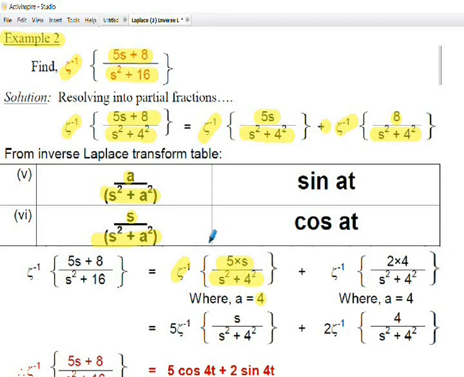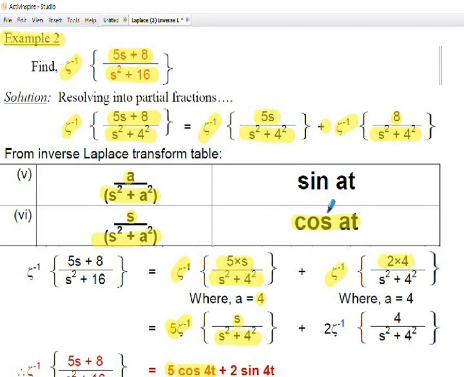And if I take the 5 outside of the inverse Laplace transform, I get s over s squared plus 4 squared, my s squared plus a squared. So I can see straight away I've got the standard form here for cos of at. So I'm going to be able to write this term in terms of cos of at. That will be cos of 4t, because the a is 4 here, and don't forget I've got to multiply that by the 5.